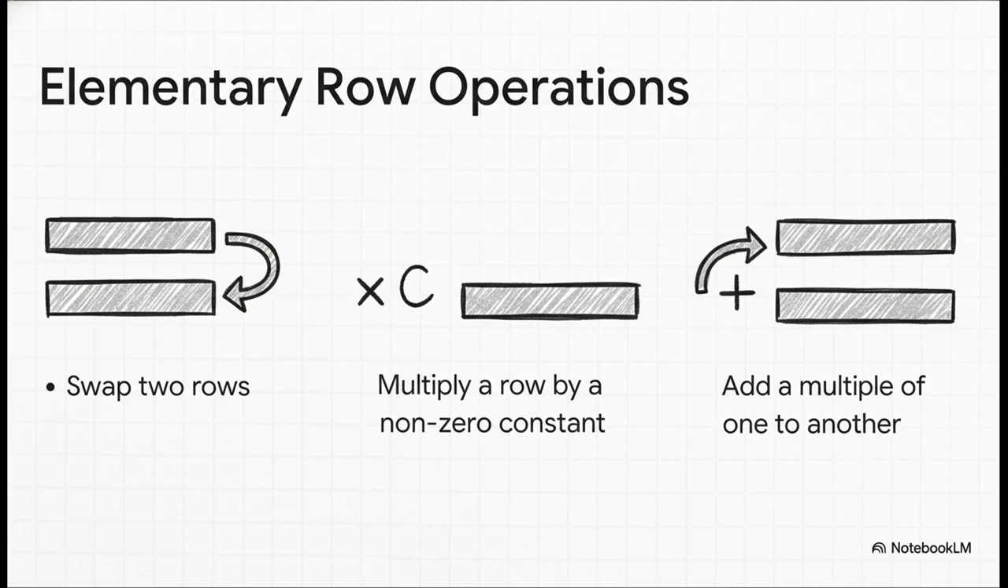To do this refactoring, we've got a toolkit of 3 simple but really powerful moves. They're called elementary row operations. We can swap any 2 equations, we can multiply an entire equation by some number, or we can add a multiple of one equation to another one. And that's it. Those are the only rules, but they give us everything we need to simplify the whole system without ever losing track of that final answer.